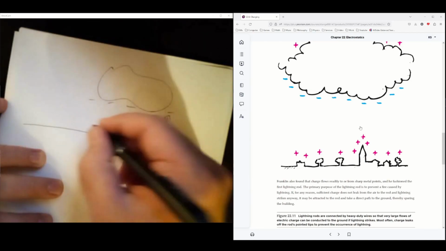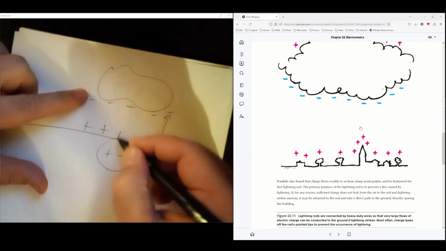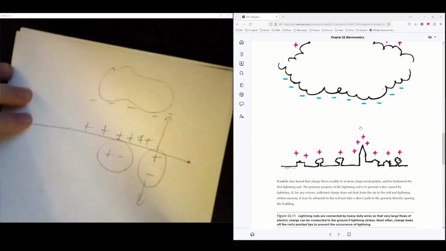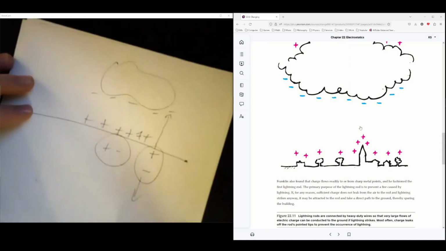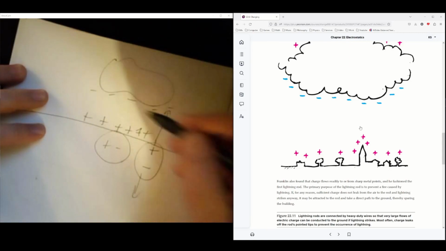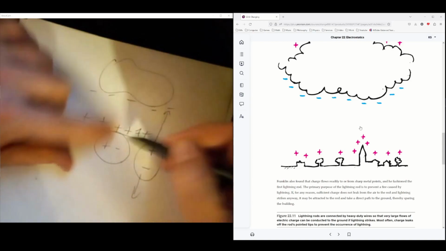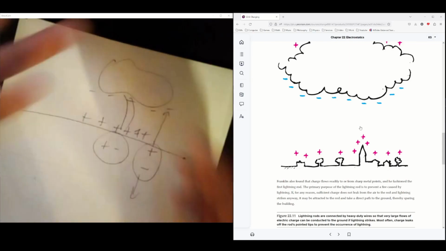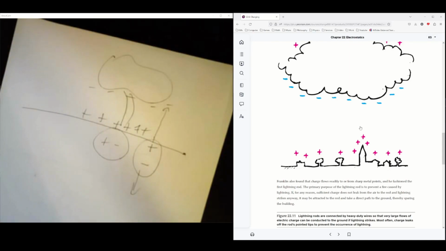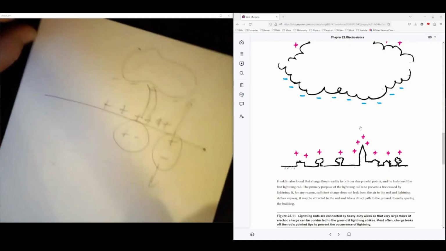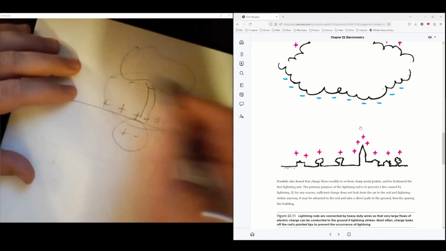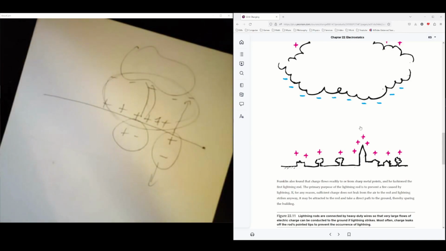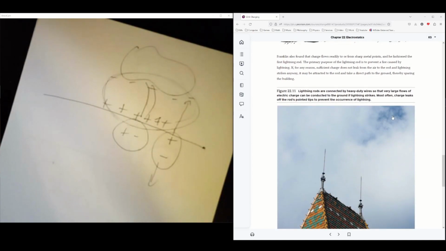You get this buildup of minus and plus, and they want to attract each other, and then a lightning bolt happens when you get a breakdown of the atmosphere. All the charge will release itself in a giant burst of lightning, and then all that charge cancels out and goes back to neutral again, until the process of the buildup happens again.